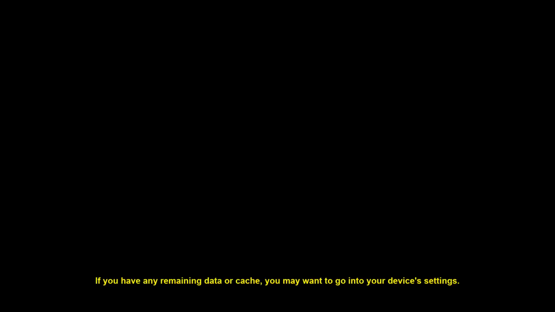If you have any remaining data or cache, you may want to go into your device's settings. Navigate to the Storage or Apps section. From there, look for UBS Digital Banking and ensure that all data is cleared. This will help free up any space that the app may have used. Your device is now free of the UBS Digital Banking app. You can reinstall it later, if needed, from your device's App Store.